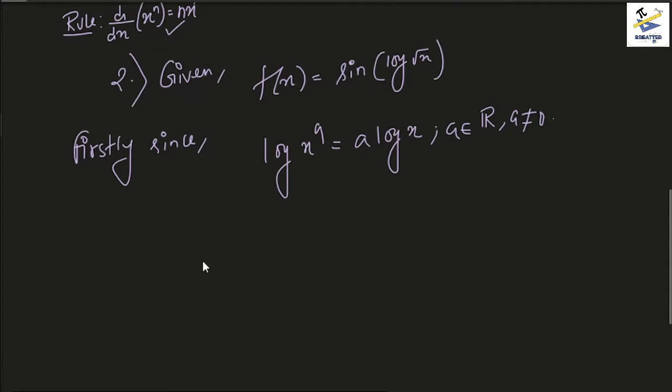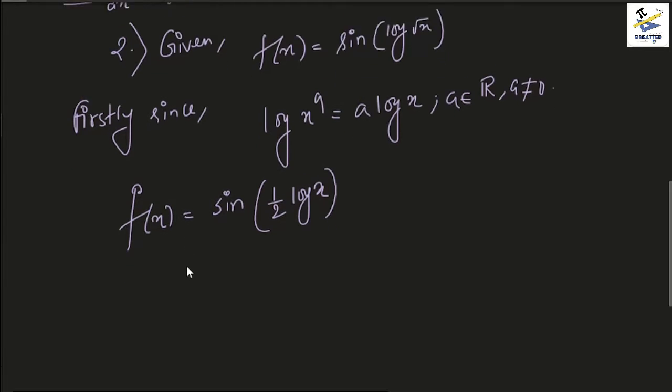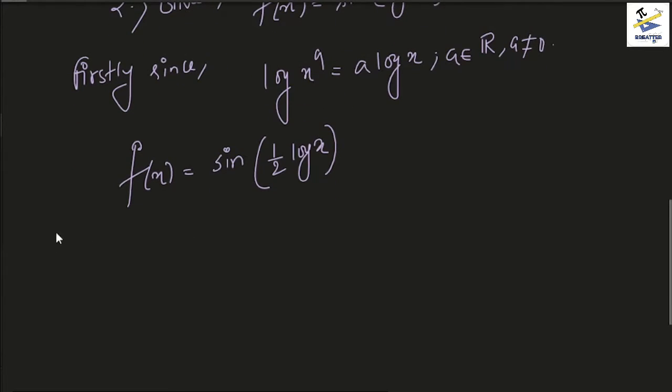But in that case, what we can write is f of x equals sine of half log x, right? This is because root x is simply x to the power half. So sine of log of root x would be sine of half log x. Now, remembering the chain rule, we understand that this is a composition of two functions, right? If we were to write the composition, we can do it like this.